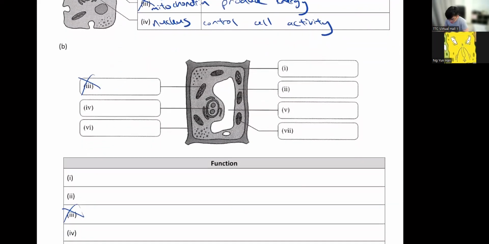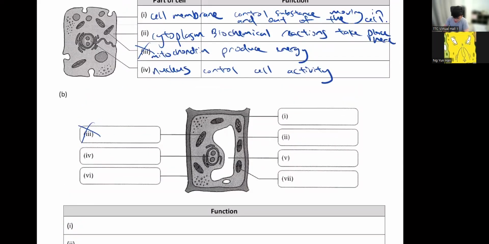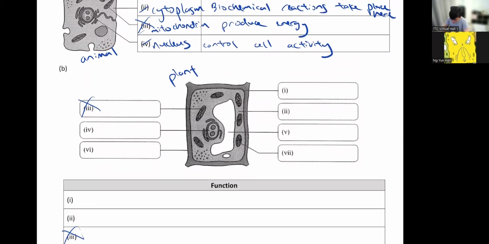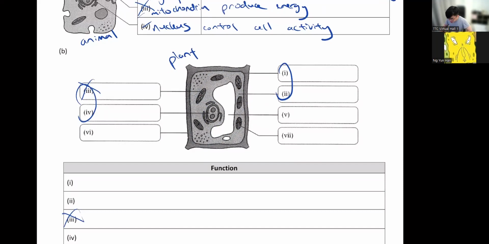So basically B, this is your plant cell. Anyway, this is your animal cell, this is your plant cell. So for 1, 2, 3, 4, they are the same function. 1 is your cell membrane, 2 is your cytoplasm, 3 is your mitochondria, 4 is your nucleus. So they belong to the same parts. So let's begin with number 5.